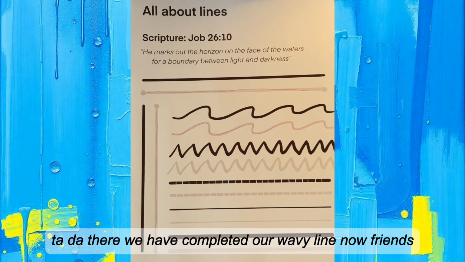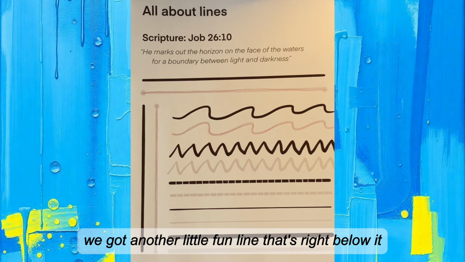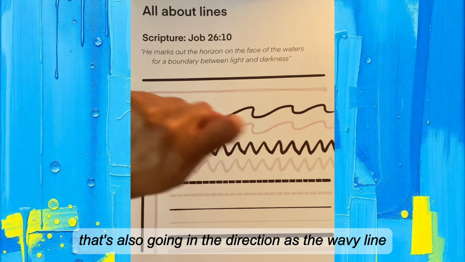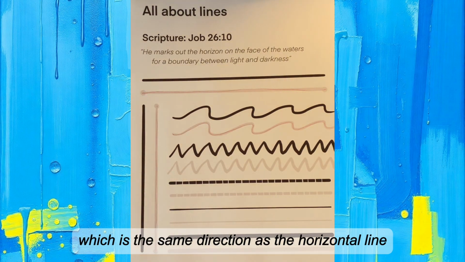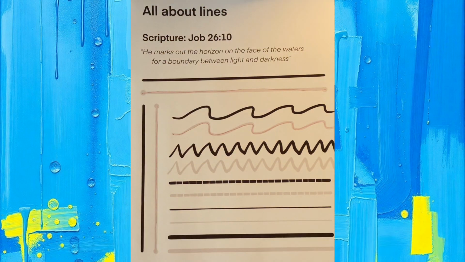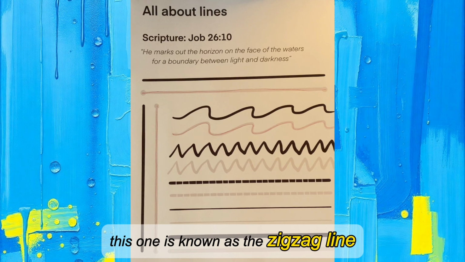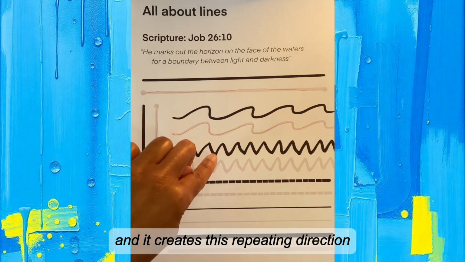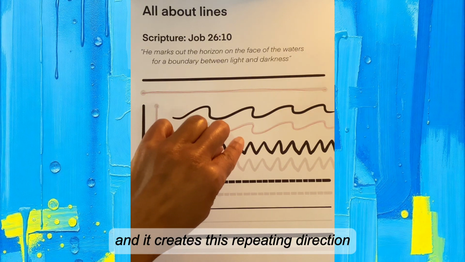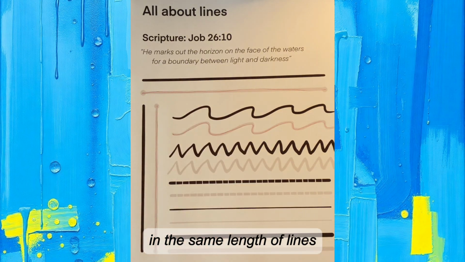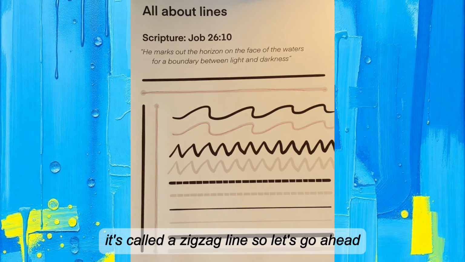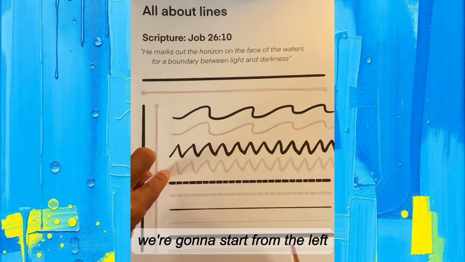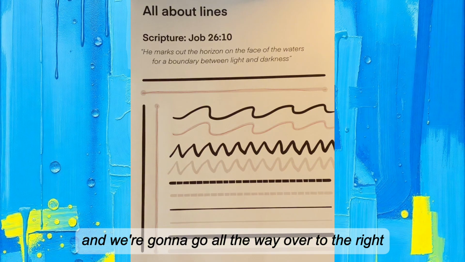Now, friends, we have another little fun line that's right below it. It's also going in the same direction as the wavy line, which is the same direction as the horizontal line. This one is known as the zigzag line. So it goes up and down and up and down, and it creates this repeating direction in the same length of lines. It's called a zigzag line. So let's get our pencil ready. We're going to start from the left and go all the way over to the right. Let's go.